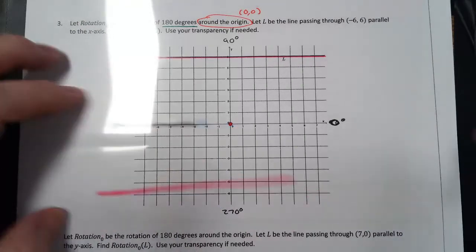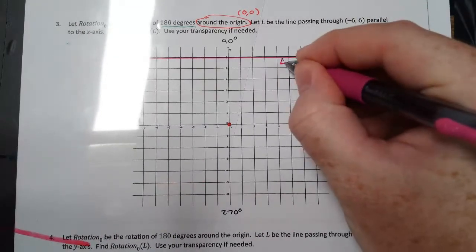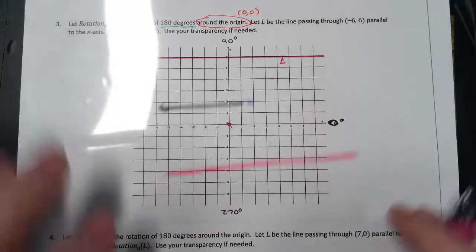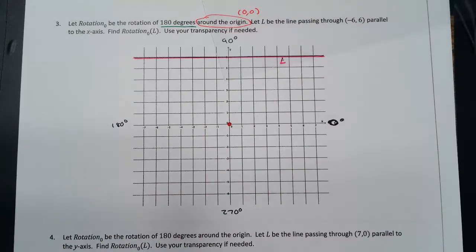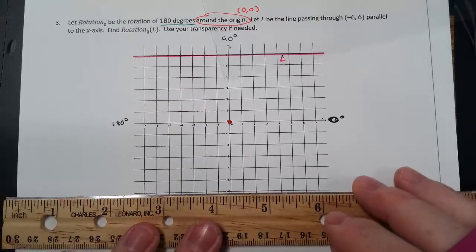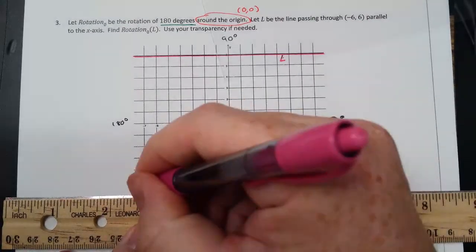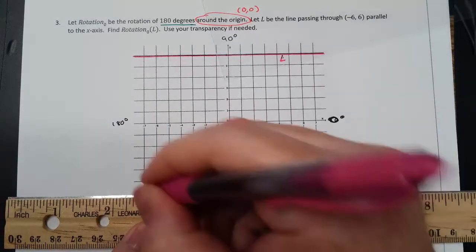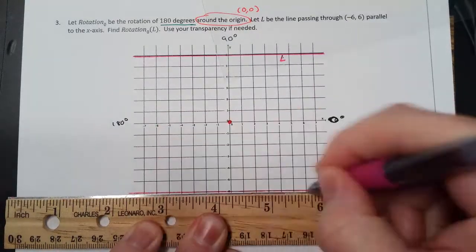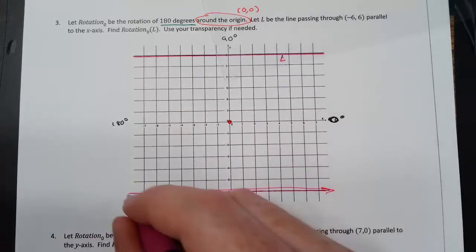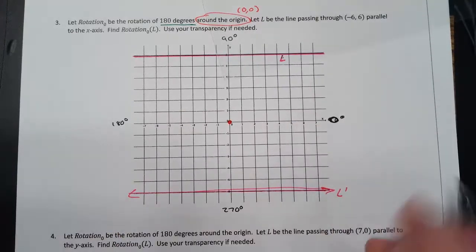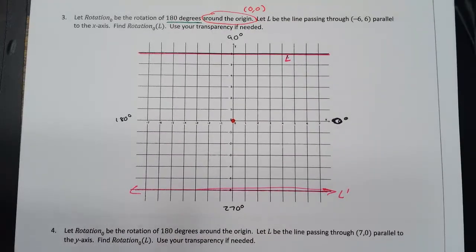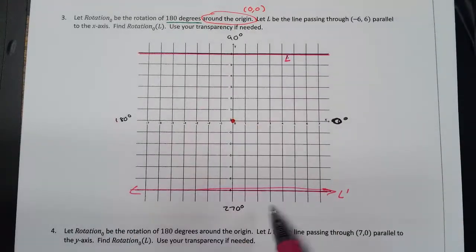So line L is up here. Line L prime, after the rotation, oh, might be a little bit hard for you to see on the camera there. Let me make it a little bit darker. This is L prime. So we rotated the L 180 degrees right here.